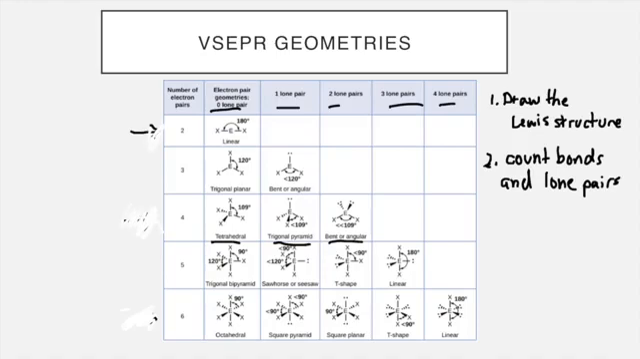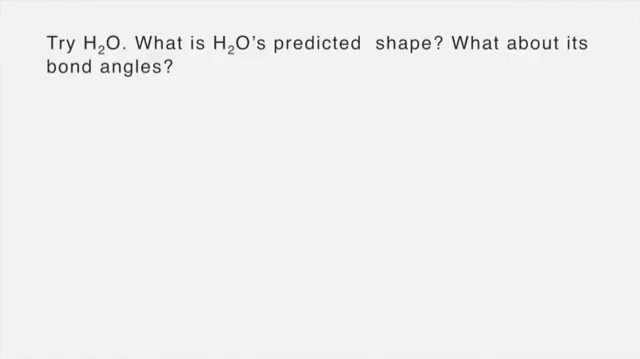So we're going to do an example together. We're going to try water. Water is a very easy one to draw. What is water's predicted shape, and also what about its bond angles? So the very first thing we have to do is draw a Lewis structure for water, H2O. So take out your periodic table and count the valence electrons first. Hydrogen only has 1. Oxygen has 6. So this gives us a total of 8 electrons.